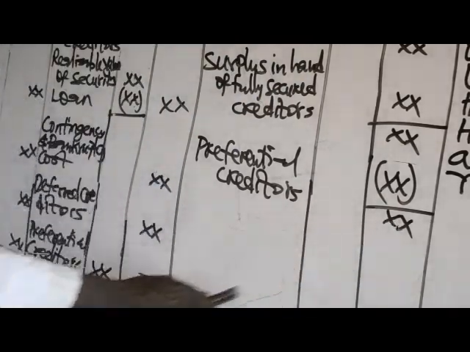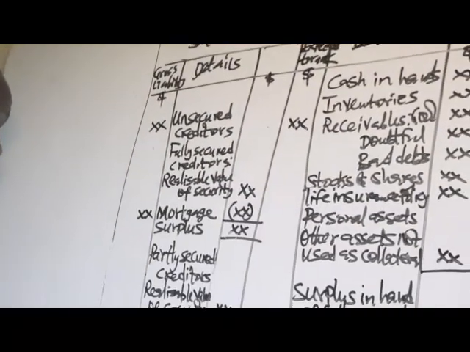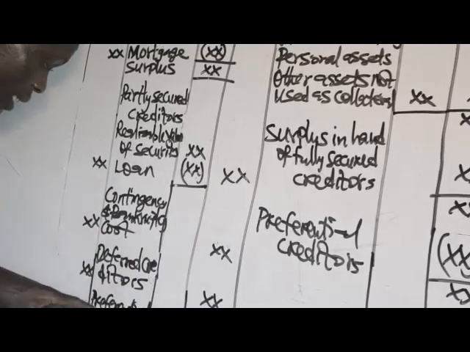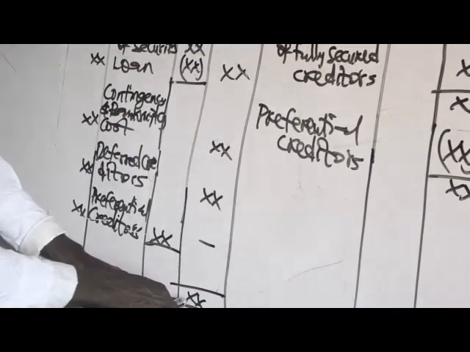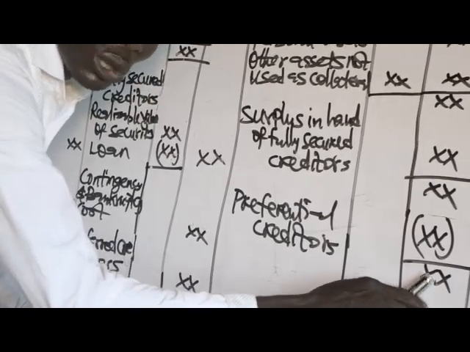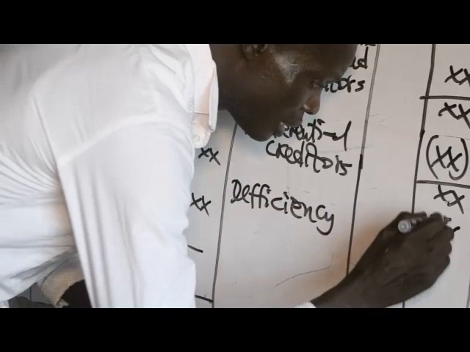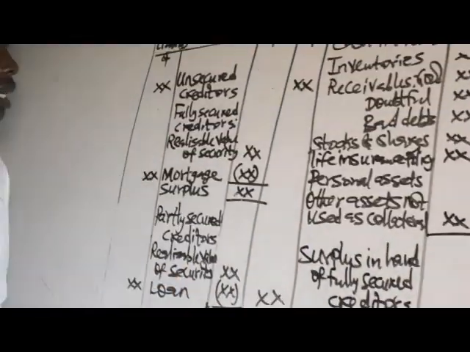So you now compare this with the total of the left-hand side. That is your unsecured creditors, the balance you have after deducting the partly secured creditor from the realizable value, the contingent liabilities, the deferred liabilities. When you sum up all this, you have this as the total. So you now subtract this one from the total of the left hand side. Then you have the deficiency in the statement of affairs. But where the credit side, that is the right hand side, exceeds the left hand side, you have the surplus here. So that is the deficiency in the statement of affairs. This is the format for preparing a statement of affairs.